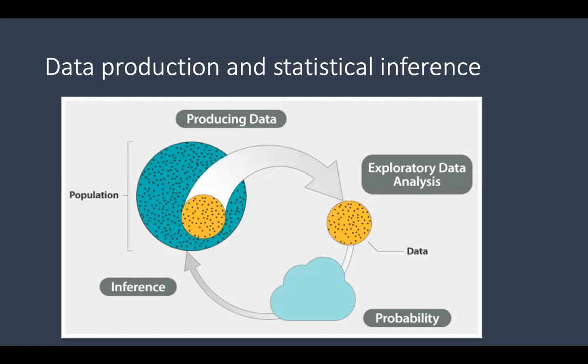Remember that our exploratory data analysis focuses on the sample data, but what we want to do is make an inference to the population. In order to accomplish that, we use the tool called probability that allows us to make statistical inference. But there are two types of statistical inference. One is making an estimation about a population. The other is testing hypotheses about a population.